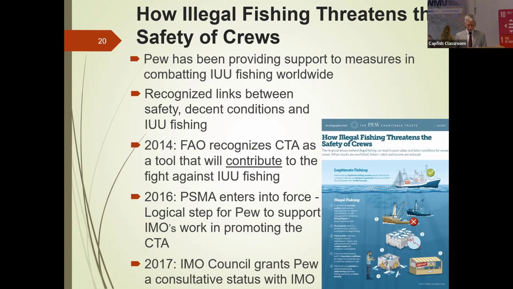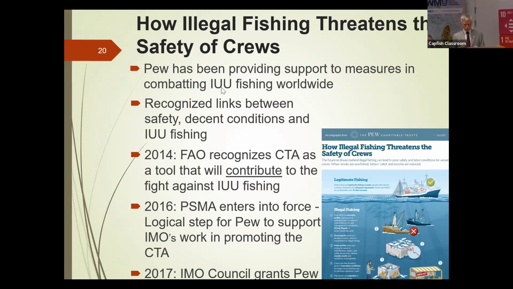In this regard, it has been recognized by FAO that the 2012 Cape Town Agreement, as well as the ILO Work in Fishing Convention, that is ILO 188, will not only improve safety at sea in the fishery sector, but also contribute to the fight against IUU fishing. When the FAO Port State Measures Agreement, PSMA, entered into force in 2016, it therefore became a logical step for Pew to support IMO's work in promoting the Cape Town Agreement with the aim of bringing the agreement into force as soon as possible. In 2017, the IMO Council decided to grant the Pew Charitable Trusts consultative status with IMO.